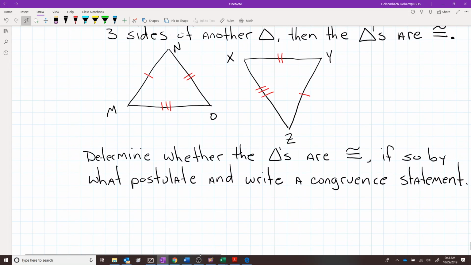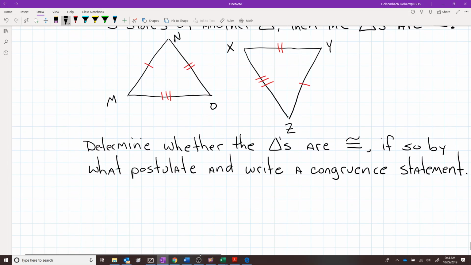So we just said that if three sides of one triangle are congruent to three sides of another triangle, then the triangles are congruent. So these two triangles are congruent. Agreed? Alright, so determine whether the triangles are congruent. We're going to say yes. If so, by what postulate? Well, we're using the side, side, side postulate. And write a congruent statement.